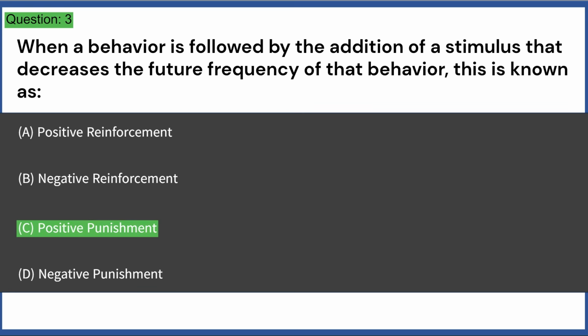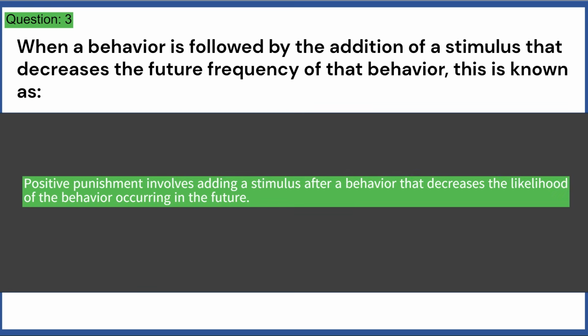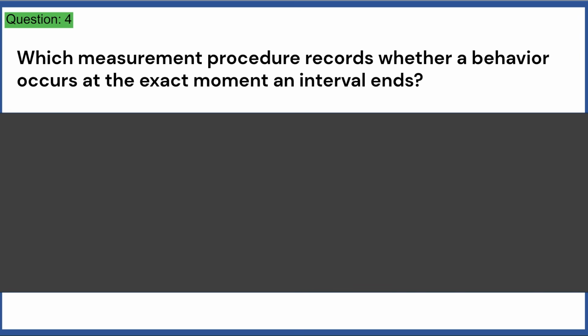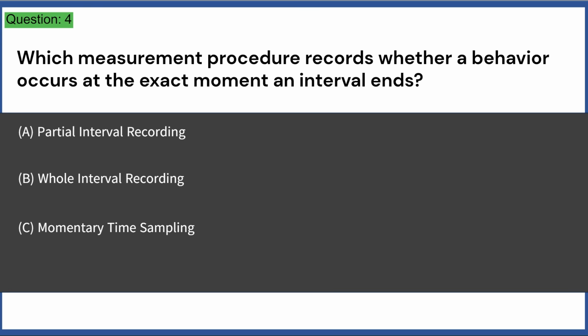Answer: C. Positive punishment involves adding a stimulus after a behavior that decreases the likelihood of the behavior occurring in the future. Which measurement procedure records whether a behavior occurs at the exact moment an interval ends? A. Partial interval recording. B. Whole interval recording. C. Momentary time sampling. D. Frequency recording.